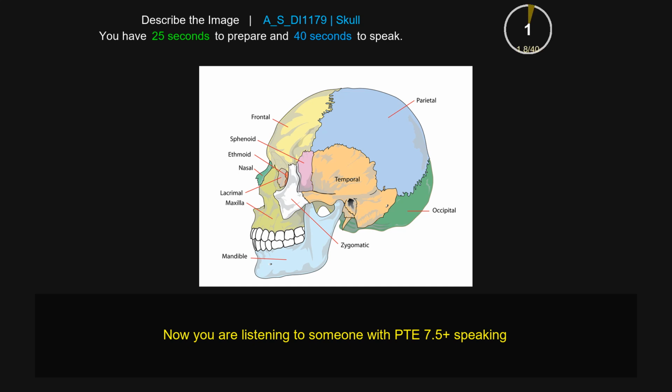The image shows a labeled diagram of the human skull where different bones are displayed in various colors. At the top front, the frontal bone is highlighted, and behind it, a large parietal section covers most of the upper head. Towards the back, the occipital bone is shown in green. On the side, the temporal bone appears in orange. Near the center, smaller bones such as nasal, ethmoid, and sphenoid are marked clearly. The maxilla forms the upper jaw, the zygomatic bones shape the cheek area, and the mandible at the bottom represents the lower jaw. Overall, the diagram gives a clear view of how the main bones of the skull are arranged and labeled.